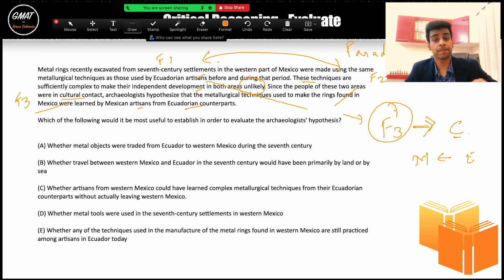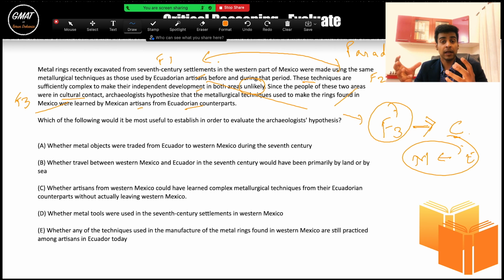And this is the conclusion. In short, Mexicans and Ecuadorians use a similar technique to develop metal rings. These techniques are complex, so unlikely that they would have developed it individually. But they were in cultural contact, so most likely Ecuadorians passed it on to Mexicans. Why do we think Ecuadorians passed it on to Mexicans and not the other way around? It's because of the timeline.